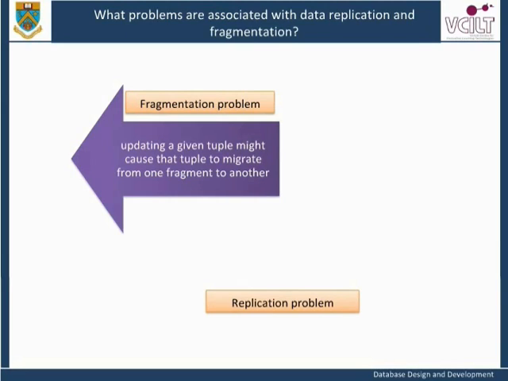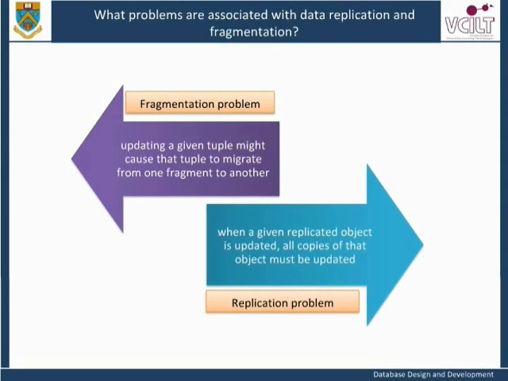Replication also has its associated problems. The major disadvantage of replication is that, when a given replicated object is updated, all copies of that object must be updated, the update propagation problem. Therefore, in addition to transaction, system, and media failures that can occur in a centralized DBMS, a distributed database system, DDBMS, must also deal with communication failures. Communication failures can result in a site holding a copy of the object being unavailable at the time of the update.